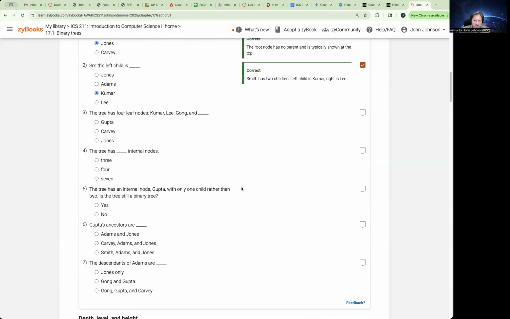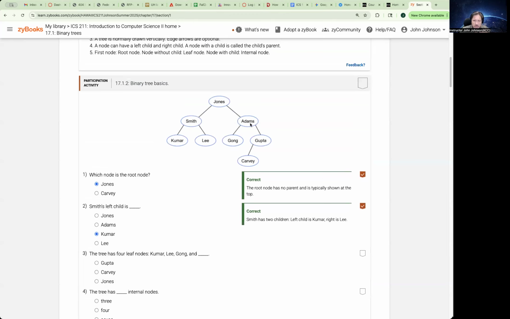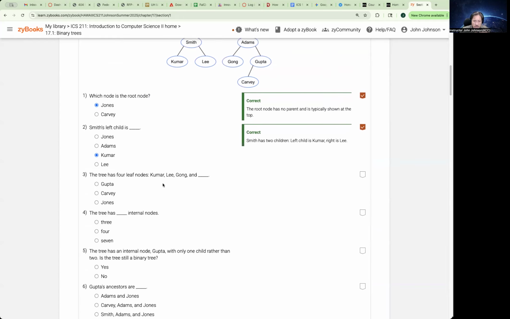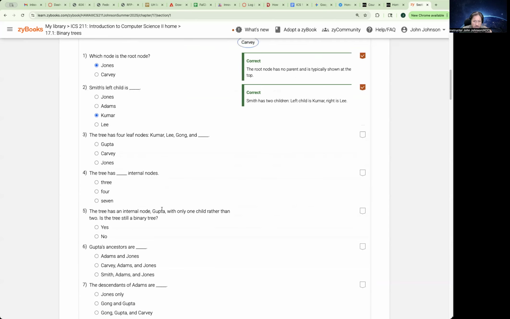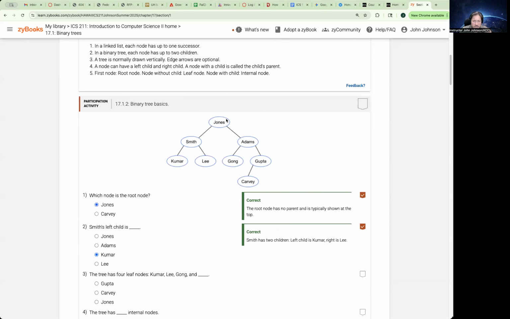So if you look at the tree back up here, Smith and Adams are on the same level, Kumar, Lee, Gong, and Gupta are on the same level. Even if they're in different branches, they're considered the same level if the depth is the same. So a tree's height is the largest depth from any node. So a tree with just one node has a height of 0. So if we were to look at here, if it was just the Jones, it would be 0, but then it's 1, 2, 3. So you have a height of 3 on this tree.